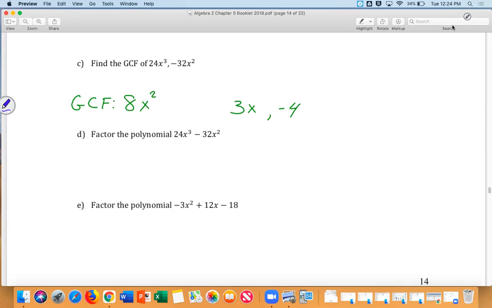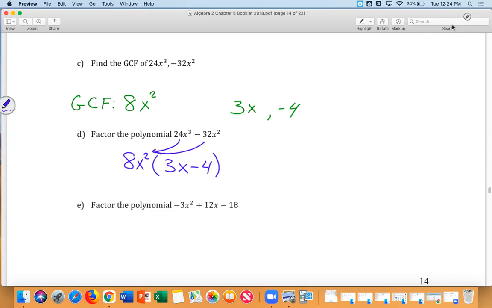So up here, factor the polynomial 24x cubed minus 32x squared. I'm kind of thinking reverse distribution. I'm pulling something out from both of them. So here I would be pulling out 8x squared, and what's left would be 3x minus 4.